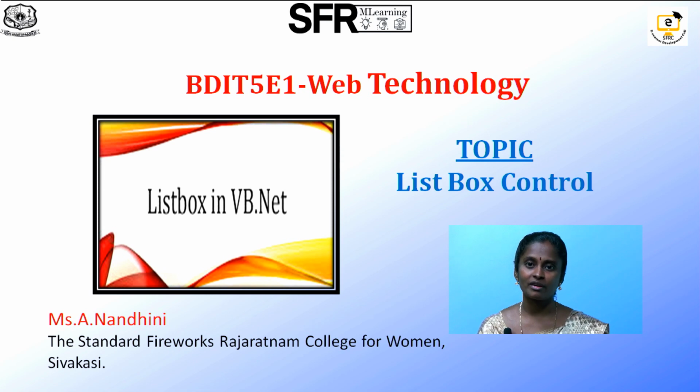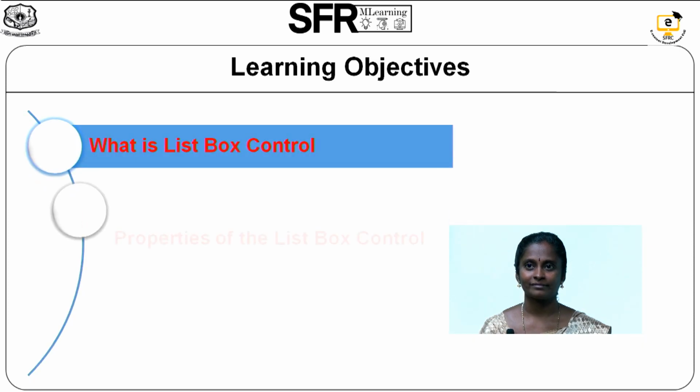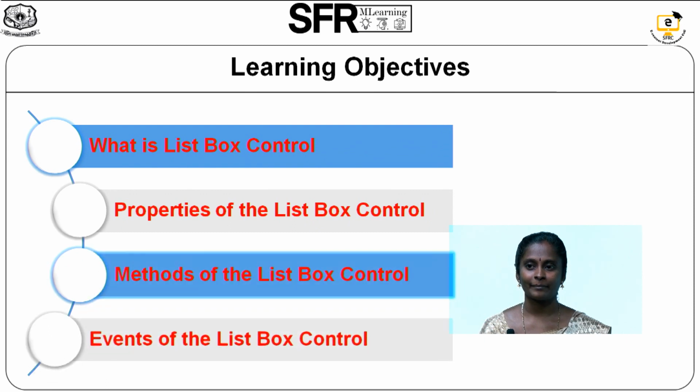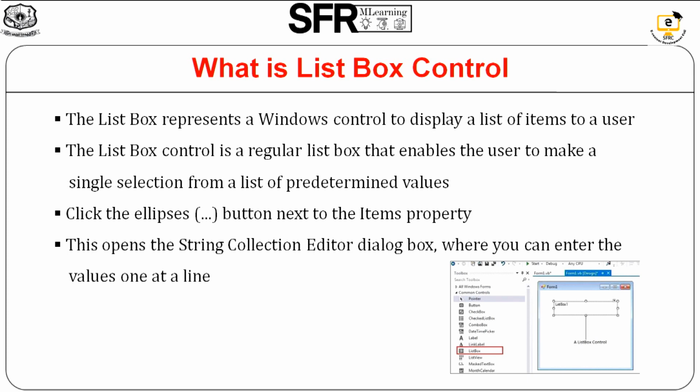In this session, we will discuss what the Listbox control is and its properties, methods and events. Let's start the session. First we see what the Listbox control is. It is a regular list box that enables the user to make a single selection from a list of values. The possible values are read from the list box table.